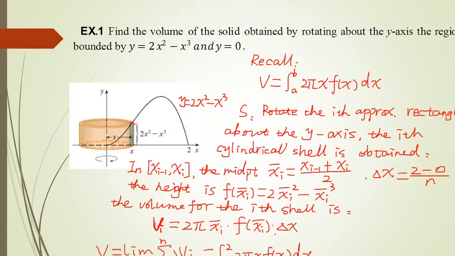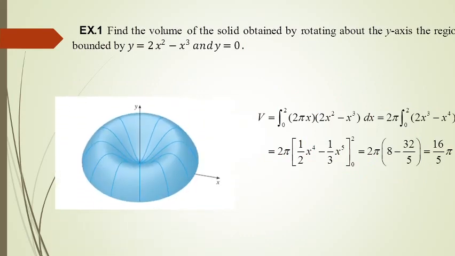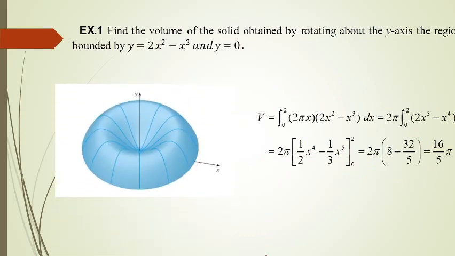Now let's check how we evaluate the definite integral. It will be 2 pi x times f(x), which gives the height, right? So you just move the 2 pi outside as a constant. It's a polynomial in x. Then work out the antiderivative. According to FTC part 2, evaluate the antiderivative at the two endpoints, then take the difference.